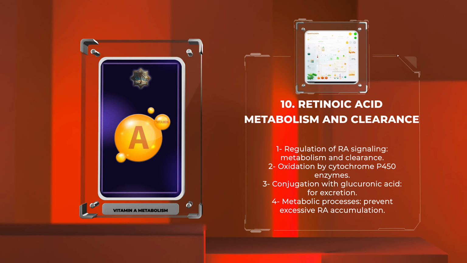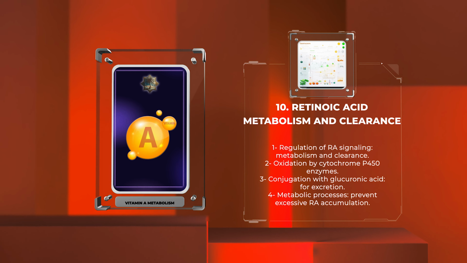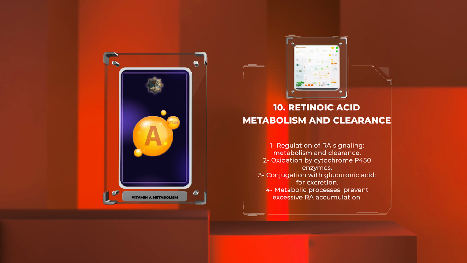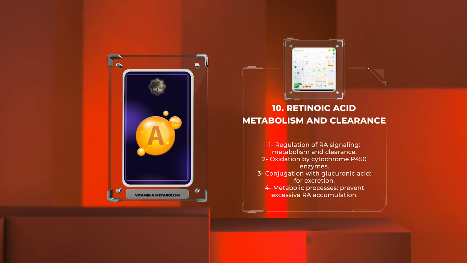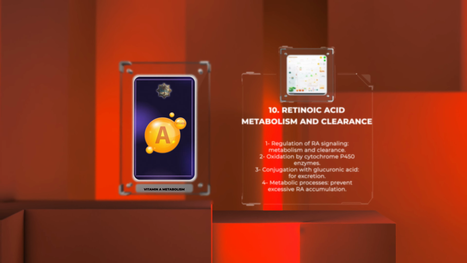RA undergoes metabolism and clearance through various pathways, such as oxidation by cytochrome P450 enzymes and conjugation with glucuronic acid for excretion. These metabolic processes prevent excessive RA accumulation and ensure its controlled availability for cellular processes.